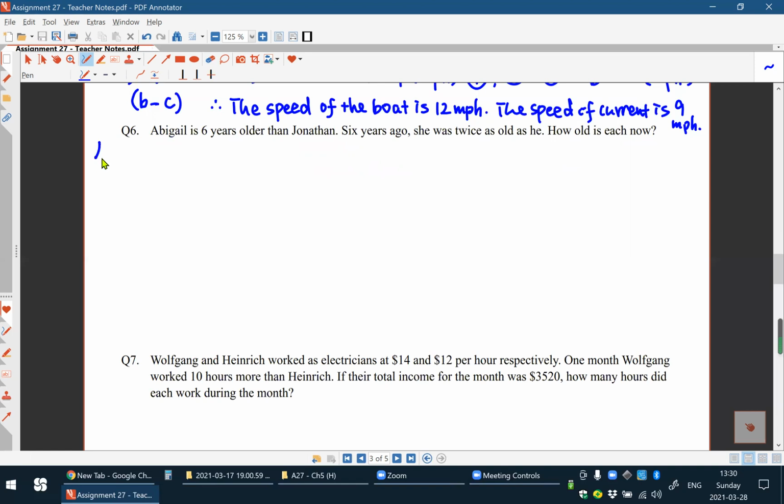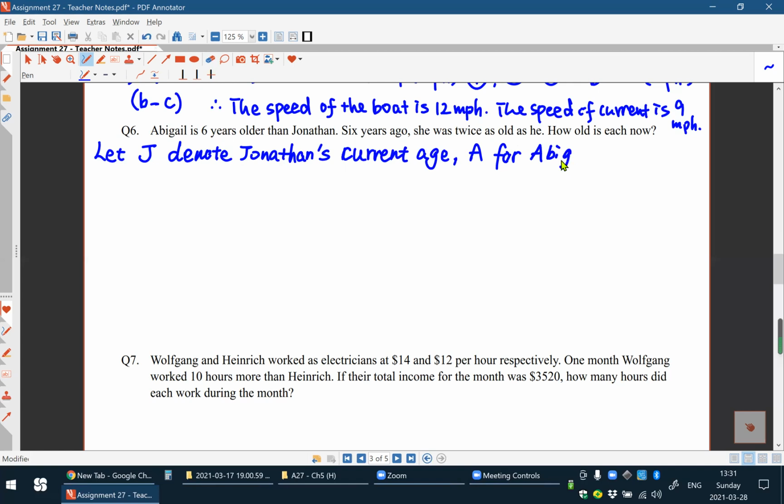Okay, suppose we use some letters to denote the unknown quantities. We want to find their ages now, right? So let J denote Jonathan's current age. And let A, for Abigail's, denote Abigail's current age.